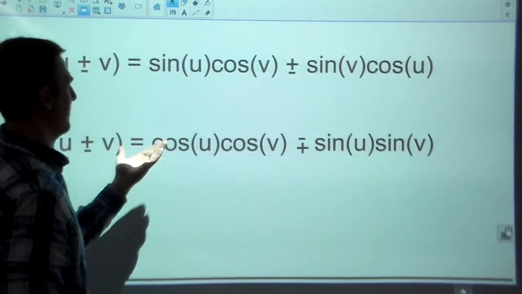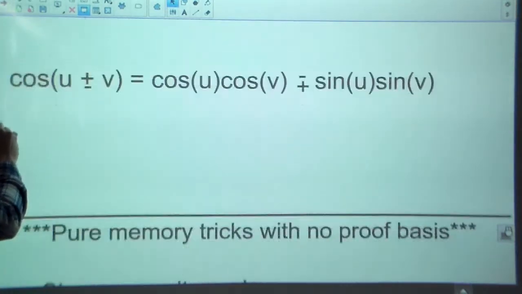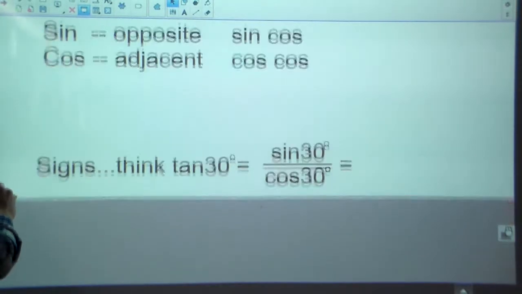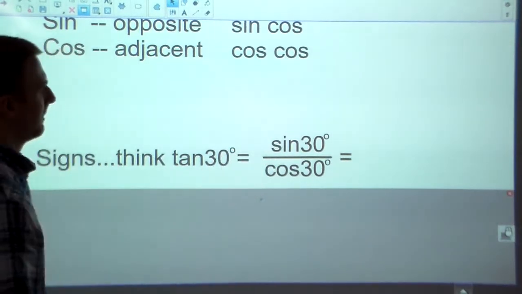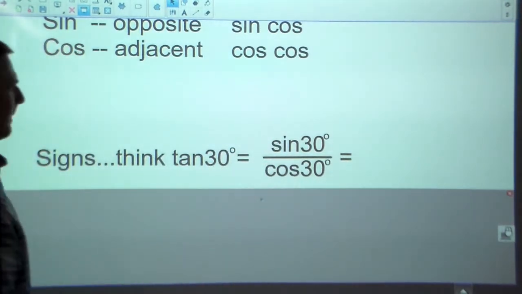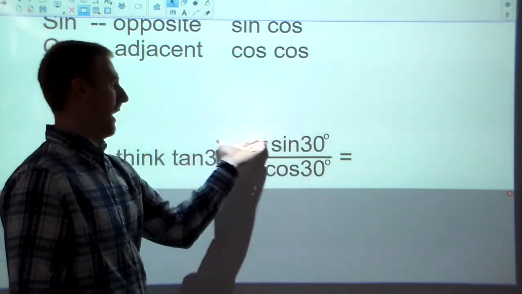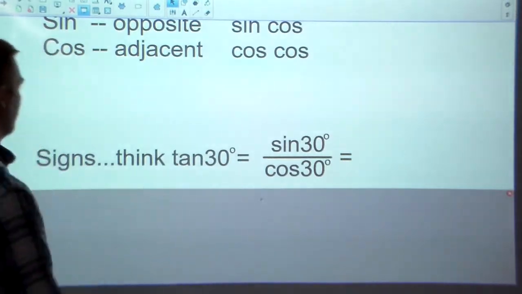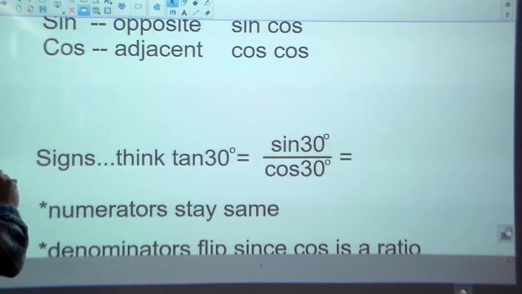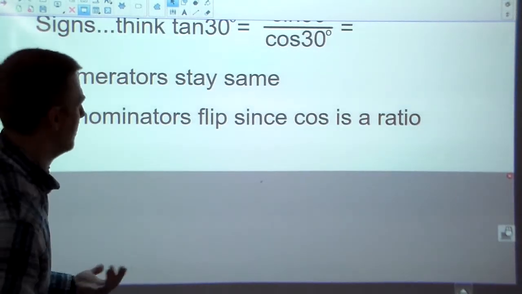So with cosine, it's cosine, cosine, sine, sine, they're together. So if it helps you, good. If not, don't worry about it. As far as remembering which one stays the same and which one changes, somebody threw out this one time. Think about tangent. You've got sine over cosine. Sine is on top, it stays the same. Cosine's on the bottom, it's flipped. So I just put: the numerator stays the same, the denominator flips since cosine's on the bottom.